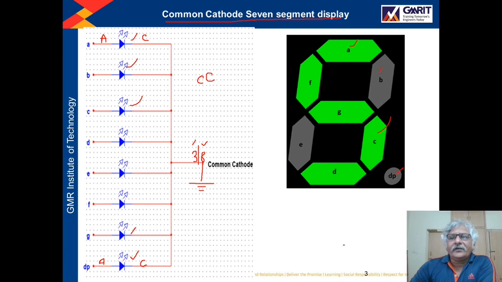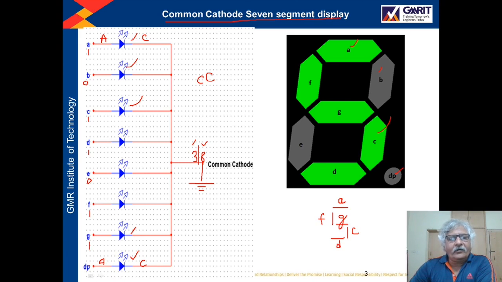Now here 5 is displayed, right? To display 5, we want to turn on the LEDs at segment A, segment C, segment D, segment F and segment G. So to turn on these segments, at A we have to send binary 1, at B binary 0, at C binary 1, at D binary 1, at E binary 0, at F binary 1, and at G binary 1.